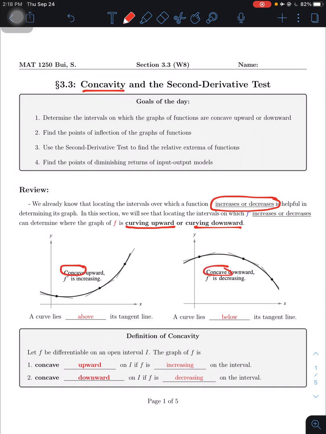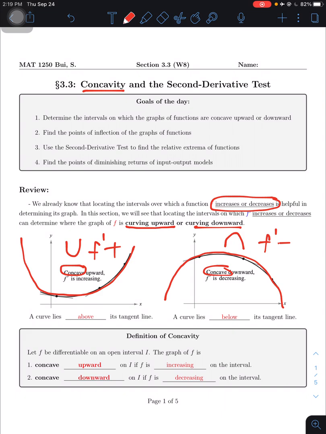For concaving upward, you're going to have a U shape. If you extend it, it's going to look like a regular U shape. Concaving downward, if you extend it, is going to look like an upside down U. Upward means that f prime is increasing, or f prime is positive. Downward means that f prime is decreasing, or f prime is negative.